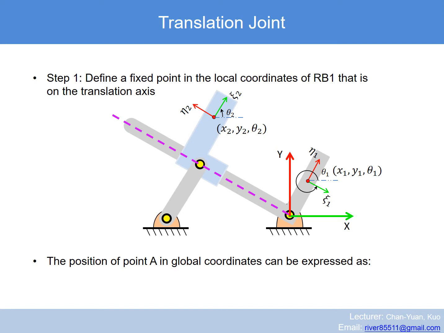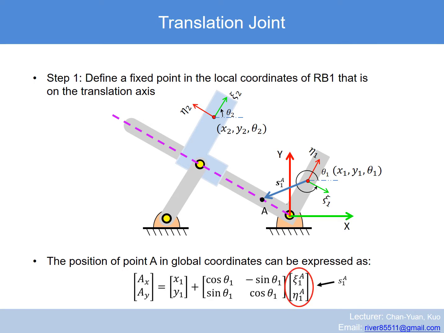Define a fixed point in the local coordinates of rigid body 1 that is on the translational axis. Here, I have defined point A to be a fixed point in the local coordinates of rigid body 1. This means no matter how rigid body 1 rotates, point A will always be on the translational axis. Also, since point A is a fixed point in the local coordinates of rigid body 1, we can express the position of point A using coordinate transformation as shown in the equation here.